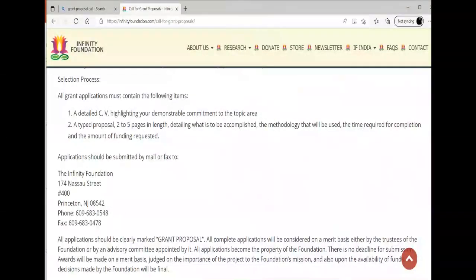And then we spoke about the selection criteria. So here's the selection criteria. All grant applications must include a CV highlighting your experience, demonstrating your commitment to the topic area. And then what is required? A proposal, 2 to 5 pages in length, detailing what it is that you're going to accomplish, detailing the methodology, detailing the time that you're going to require for the project to be completed, and also detailing the budget, the funding that you're going to need.